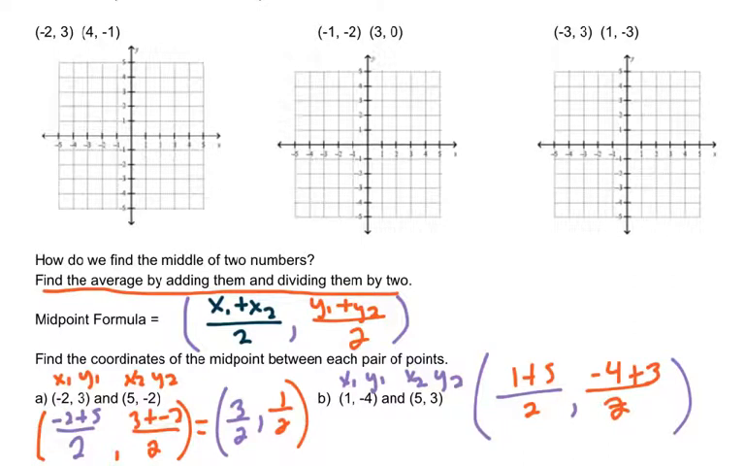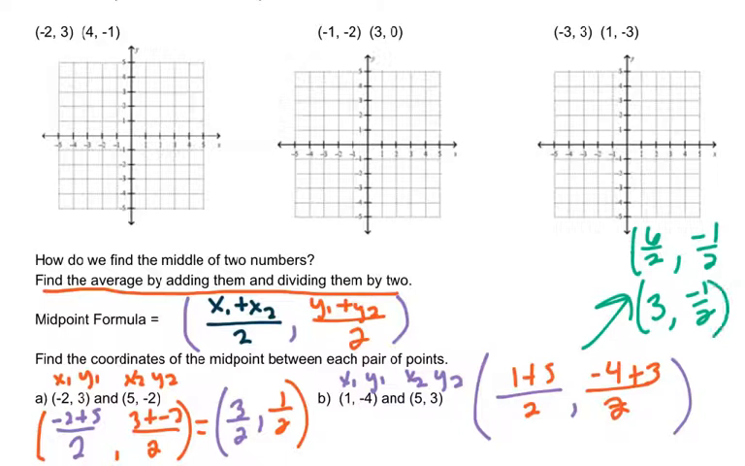I'm going to write it up above because I'm running out of space. So that would be 6 over 2, which is 3. And then this would be -1 over 2, which is just -1/2. So that would be the midpoint of that. That would be your answer right here.